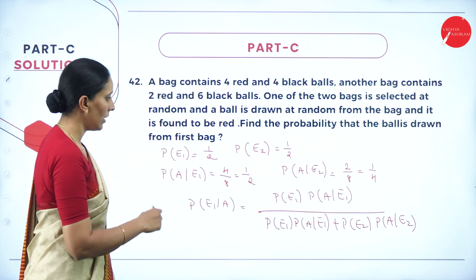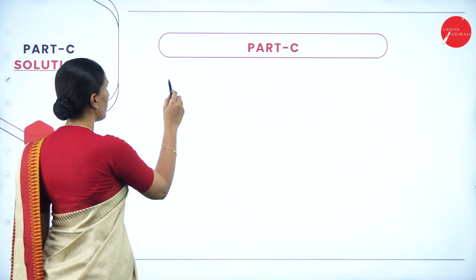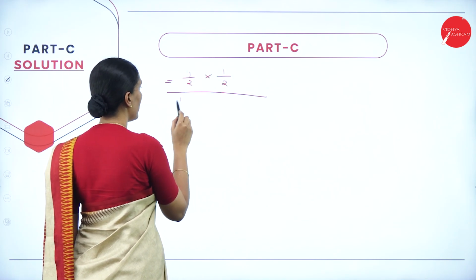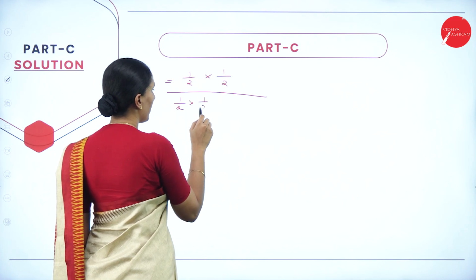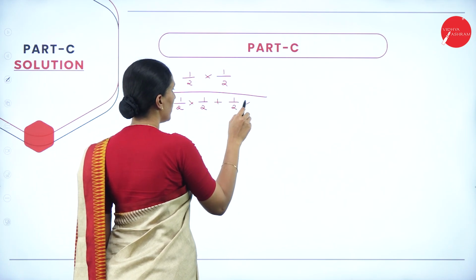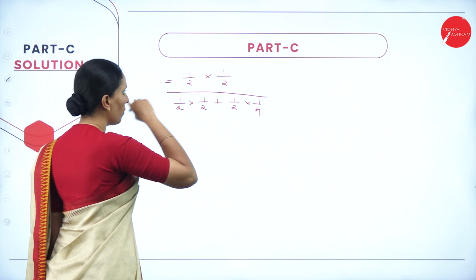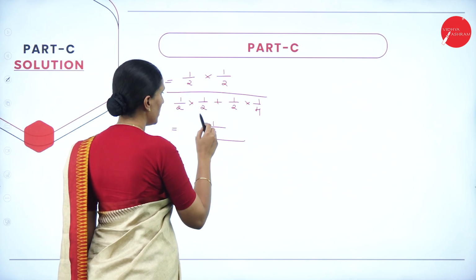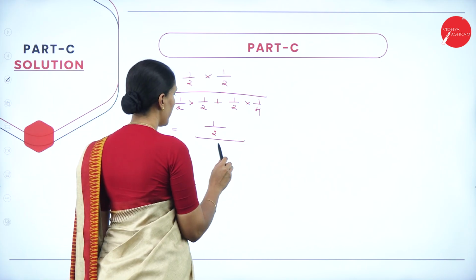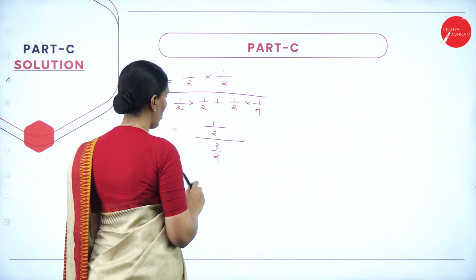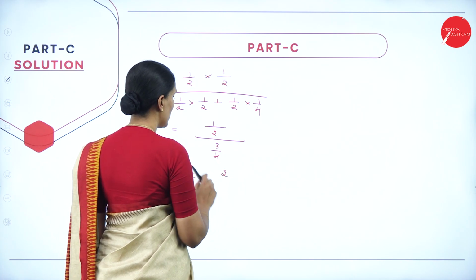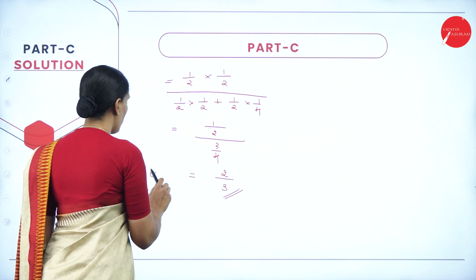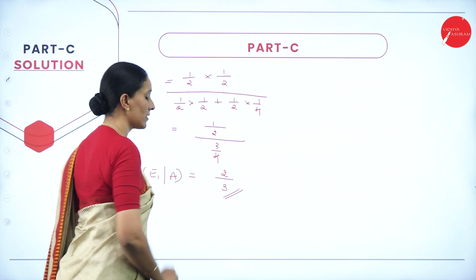Now here, let us apply the values. So we have 1 by 2 into 1 by 2 whole divided by 1 by 2 into 1 by 2 plus 1 by 2 into 1 by 4. We can remove all 1 by 2 here. We are left with 1 by 2. So taking LCM here, denominator is 3 by 4. On solving this, we will get the value as 2 divided by 3. So therefore, probability of E1 over A is 2 by 3.